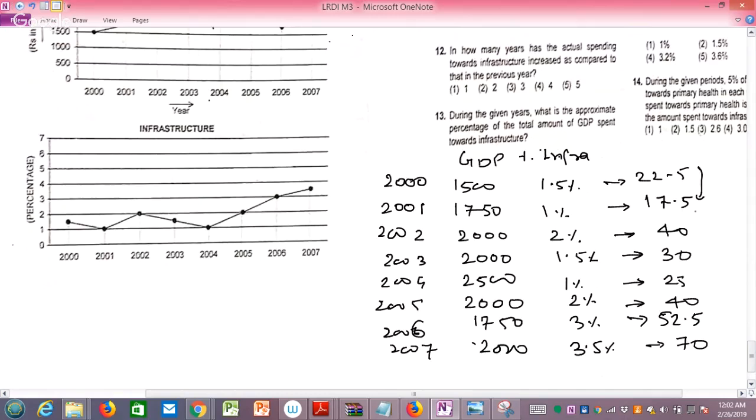तो इस ईयर में तो डिक्रीज है, इसके अगेंस्ट इसके इंक्रीज है, तो 2002 में देयर इज एन इंक्रीज, ठीक है। 40 से 30 फिर डिक्रीज, 30 से 25 फिर डिक्रीज, 25 से 40, तो 2005 में देयर इज एन इंक्रीज। फिर 40 से 52.5 तो 2006 में देयर इज एन इंक्रीज, एंड देन 52.5 से 70 तो 2007 में इंक्रीज। तो कितने साल में? टोटल 4 साल में इंक्रीज है, 2 में, 5 में, 6 में, 7 में.